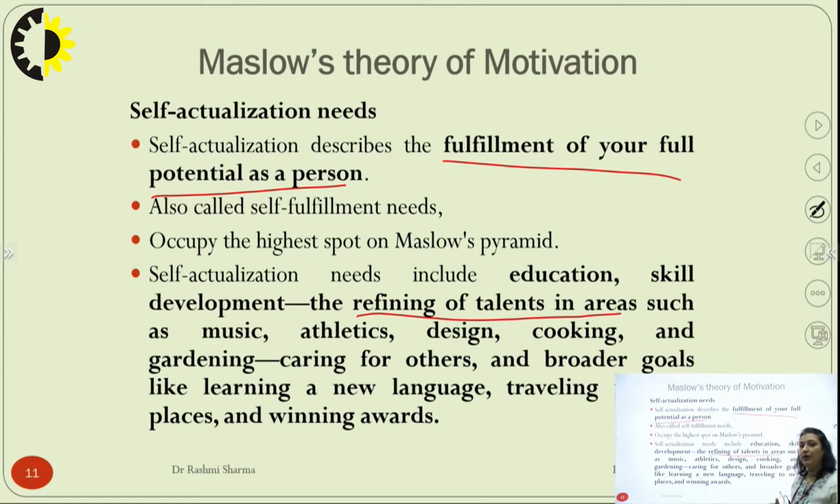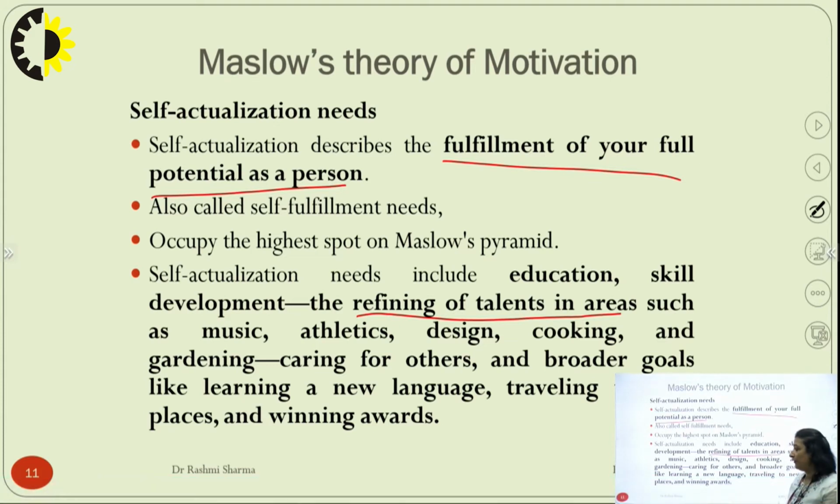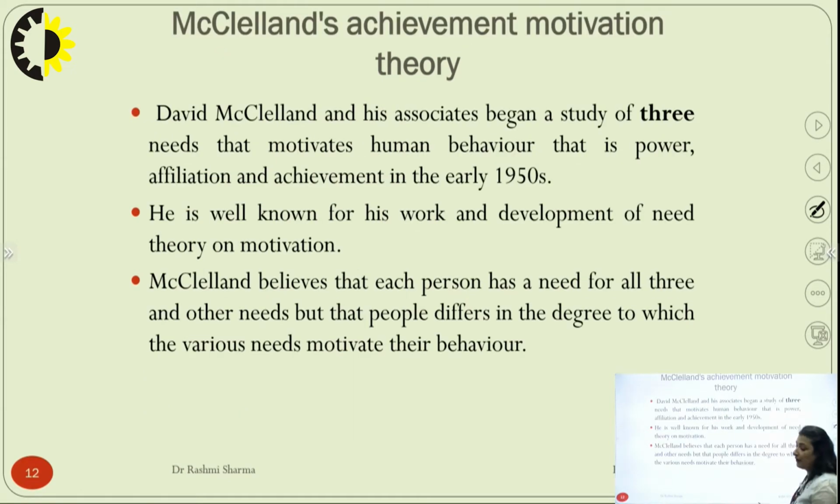It may be in any field. You want to excel in music, athletics, designing or cooking. So you have to learn that particular thing and fulfill the potential of a person, and then we go for this self-actualization. This is the last need in the pyramid, and if these needs are fulfilled, you can win awards, you can be recognized at the country level, and so on and so forth.